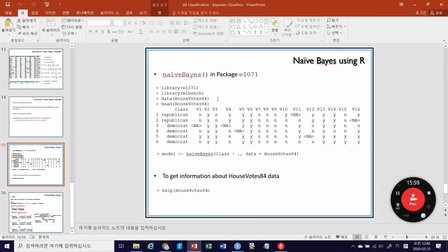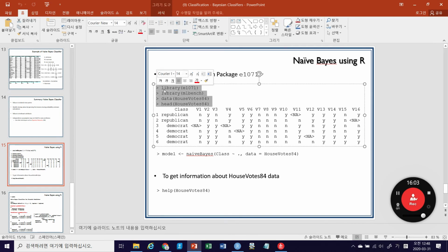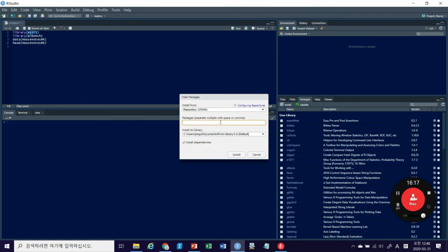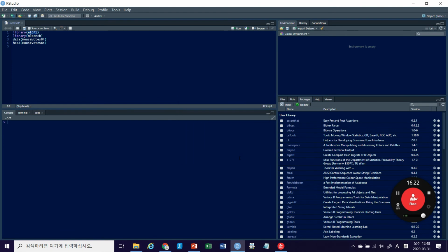Let me show you these things using R. So we have to first install this package. Go to the Packages tab and then click Install, e1071, and install this package.